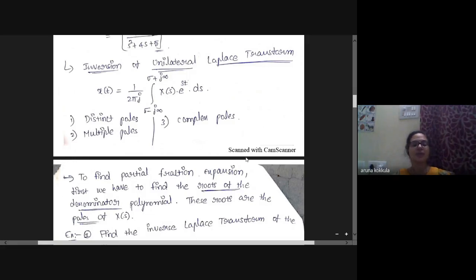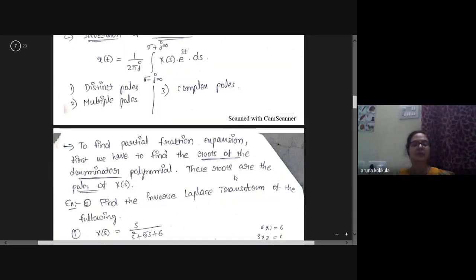To find the partial fraction expansion, first we need to find out the roots of the denominator polynomial, and the roots are nothing but poles of x of s, and those poles can be distinct poles, or multiple poles, or complex poles. So we'll see some problems based on these types of poles.